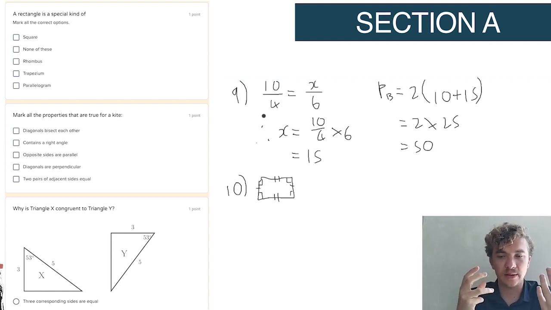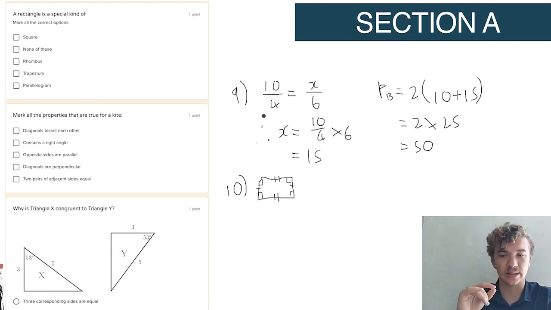Another way to think about it: is a rectangle a trapezium? Yes, because one pair of opposite sides is parallel. So therefore trapezium is a correct answer. Is a rectangle a parallelogram? Yes, it is. It's just a special one because two pairs of opposite sides are indeed equal. Is a rectangle a square? No, it's not. Is a rectangle a rhombus? No, it's not, because a rhombus needs to have all four sides equal in length, and that's not the case for a rectangle.